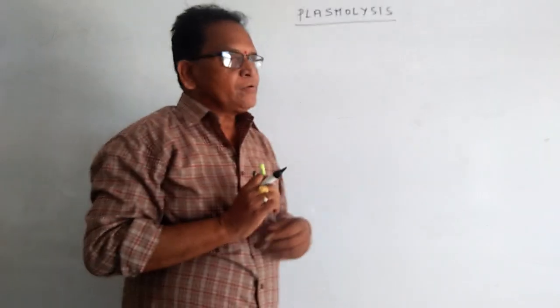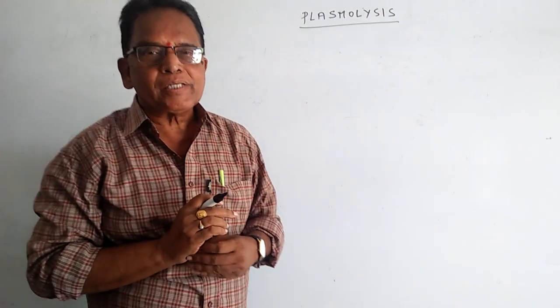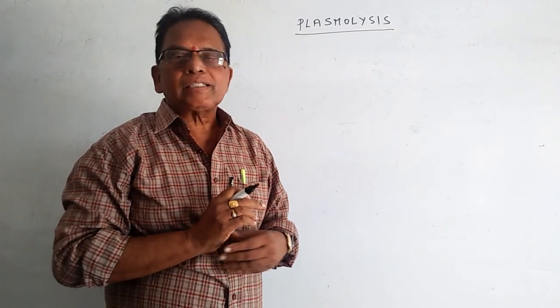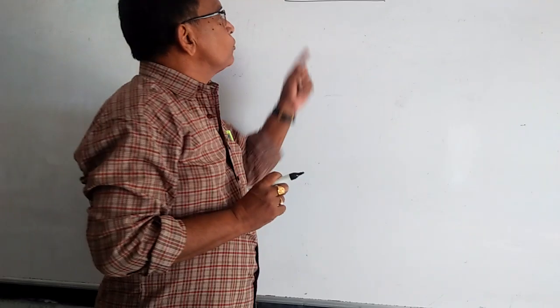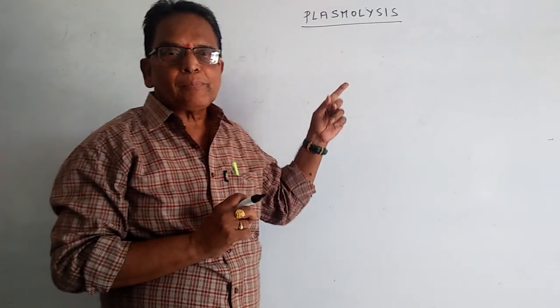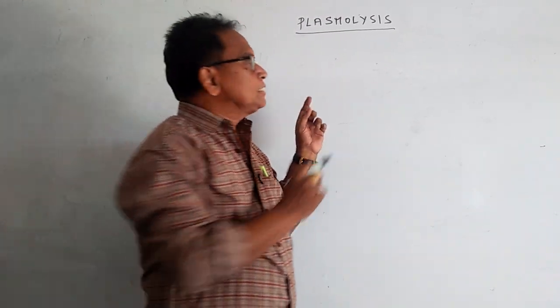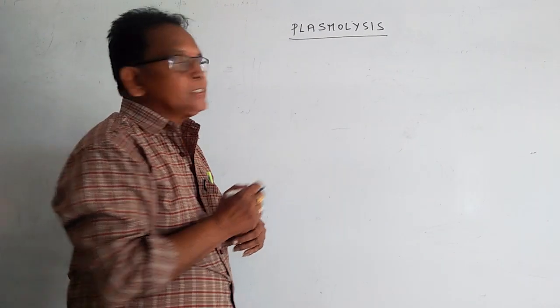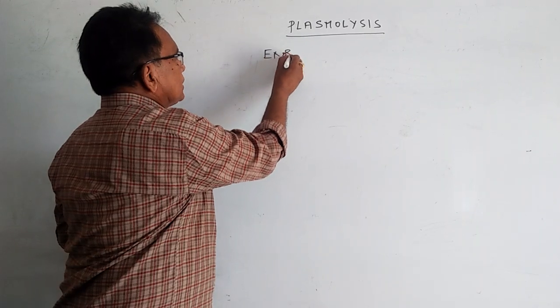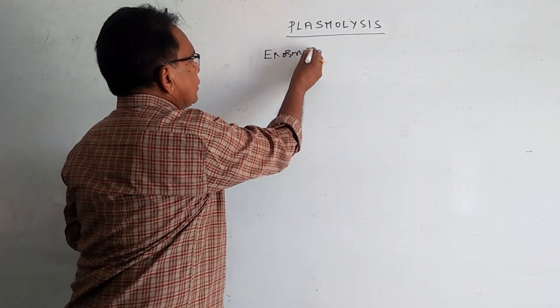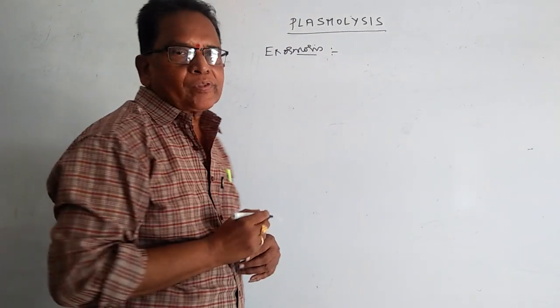In continuation of our lesson on transport in plants, we have discussed up to osmosis, and today we are going to discuss this important phenomenon known as plasmolysis. This plasmolysis is also called exosmosis.